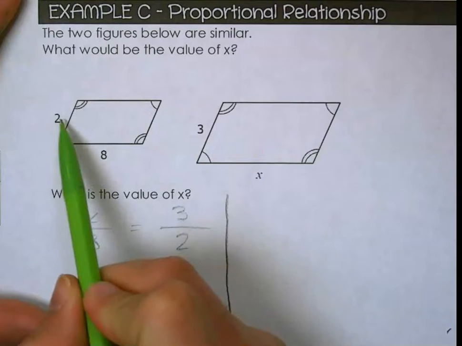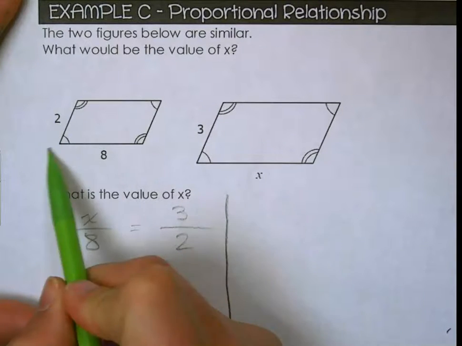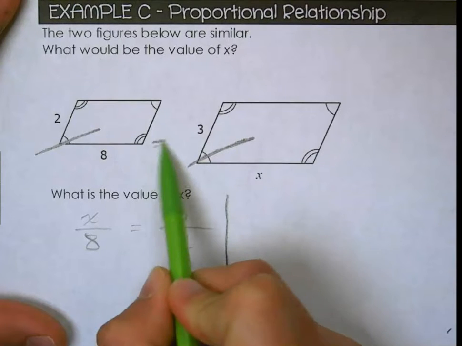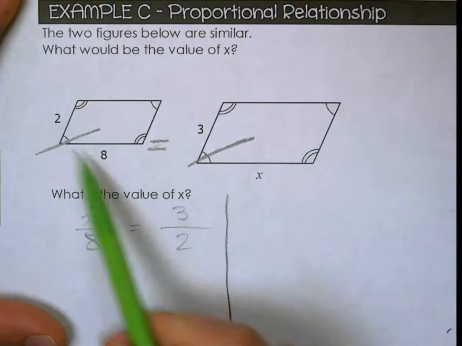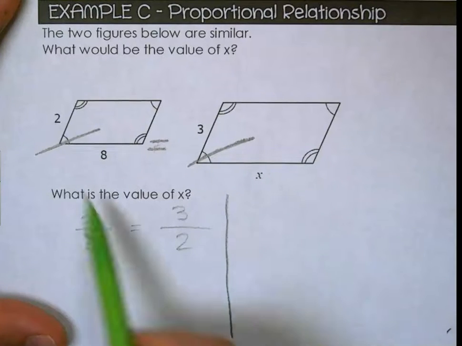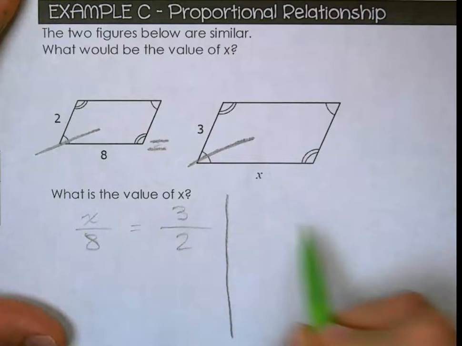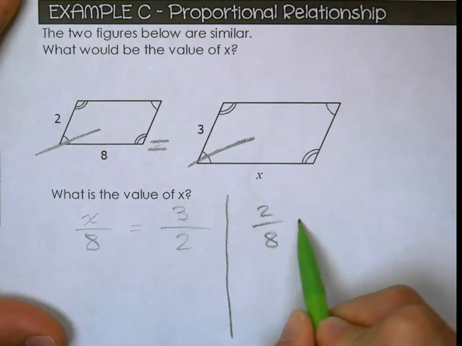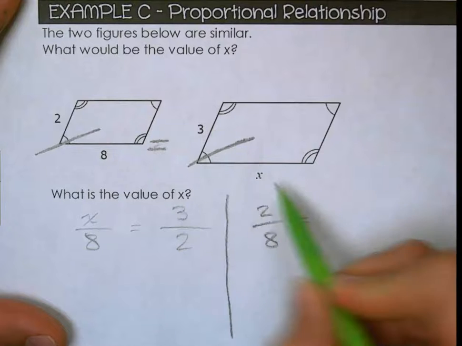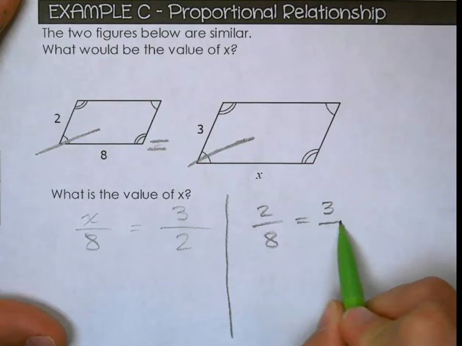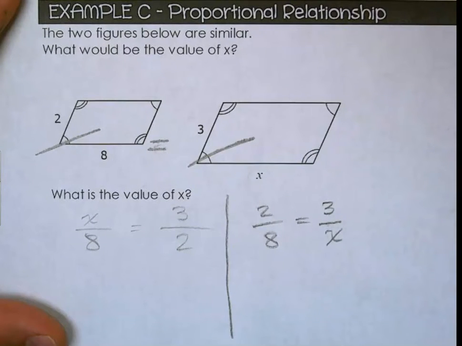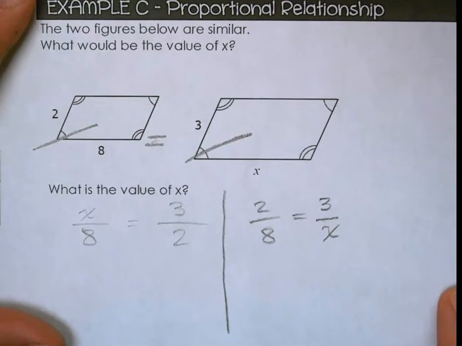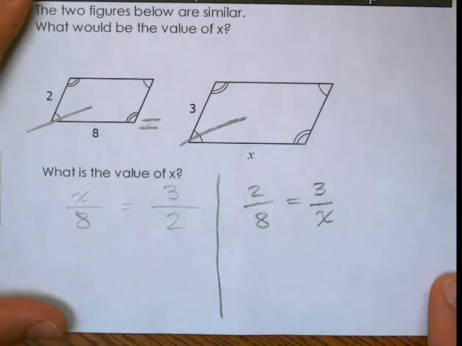corresponding anyway. So right here, I'm just going to put a line right there and a line right there, put an equal sign, and that is my proportion. This is 2 over 8 equals 3 over x. Okay, now these proportions are different, but they will give you the same answer.